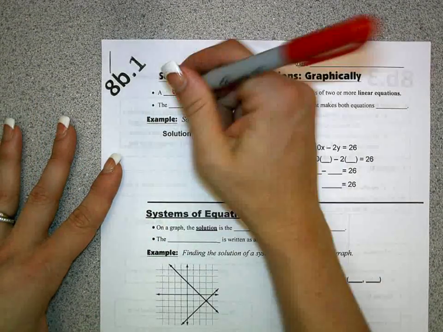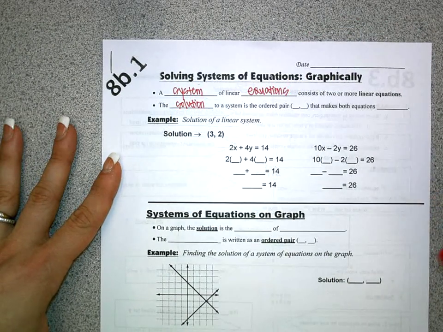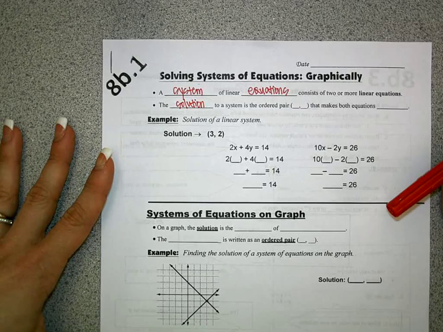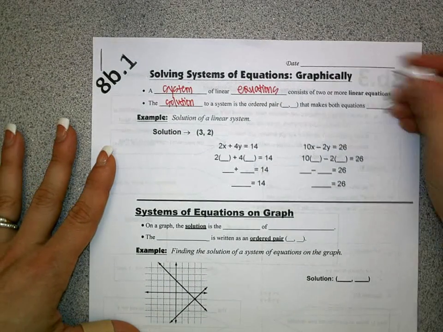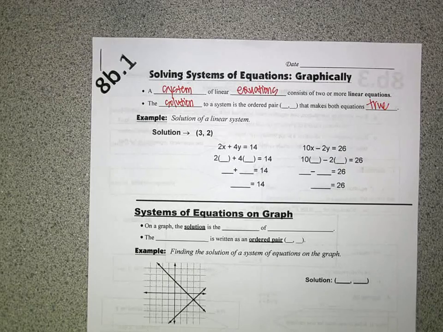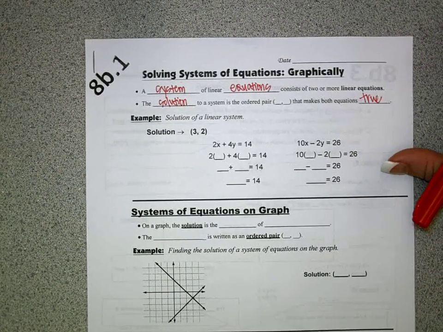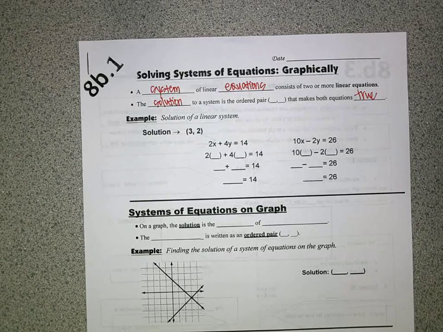And the solution to a system is the ordered pair that makes both equations true. Okay, the solution to a system is the ordered pair that makes both equations true.